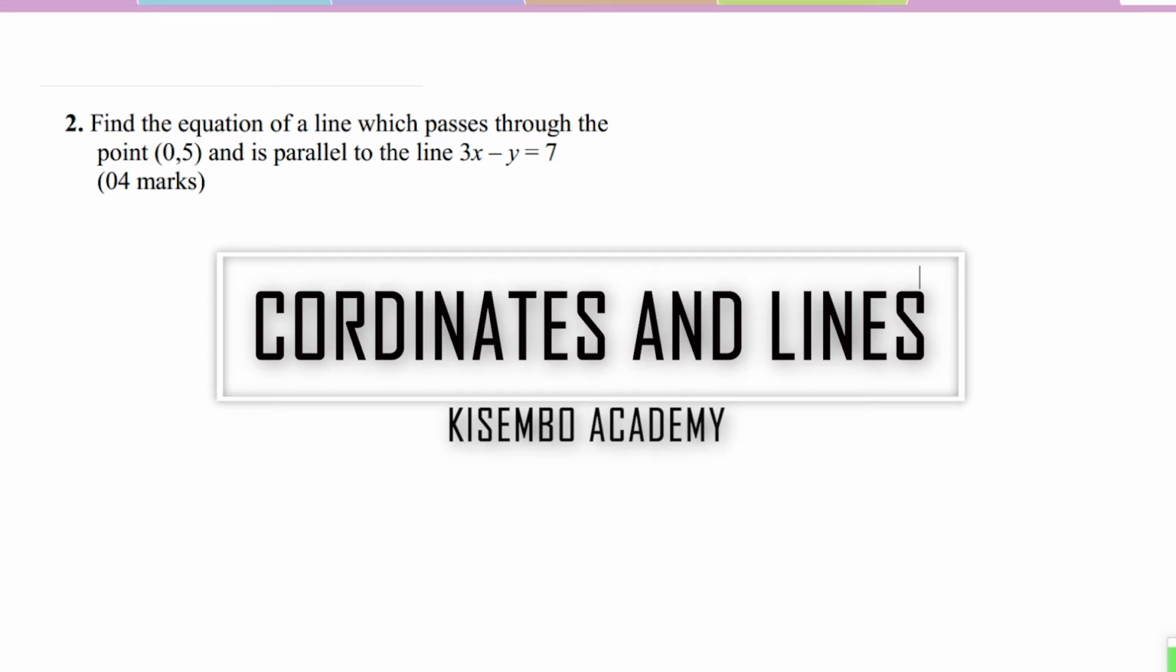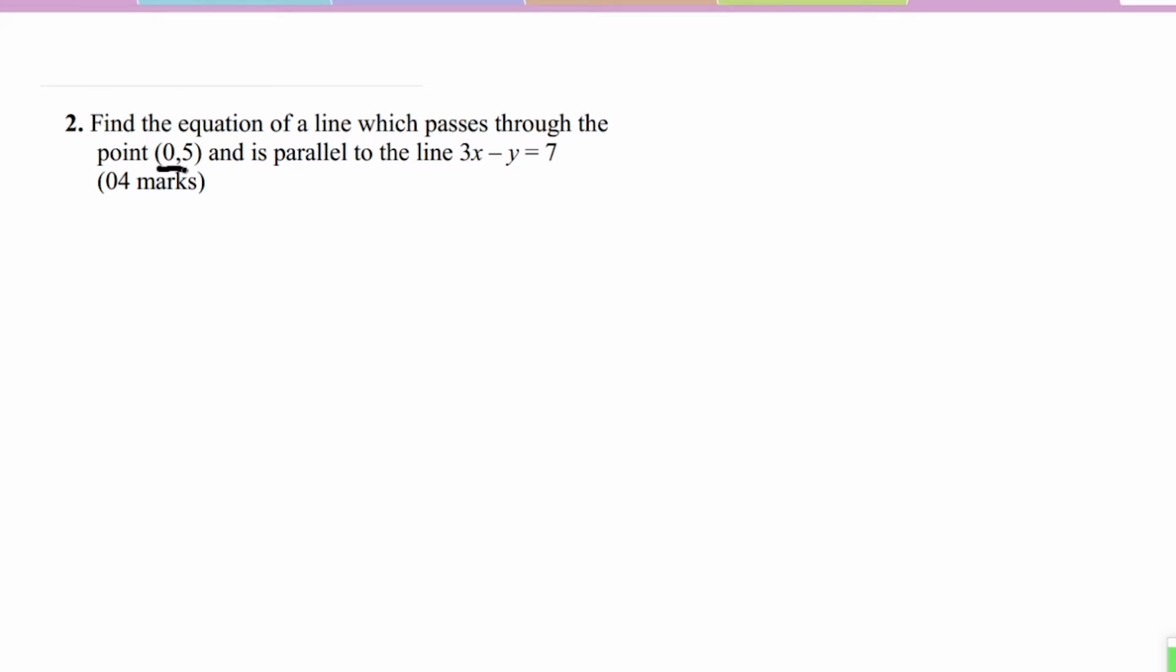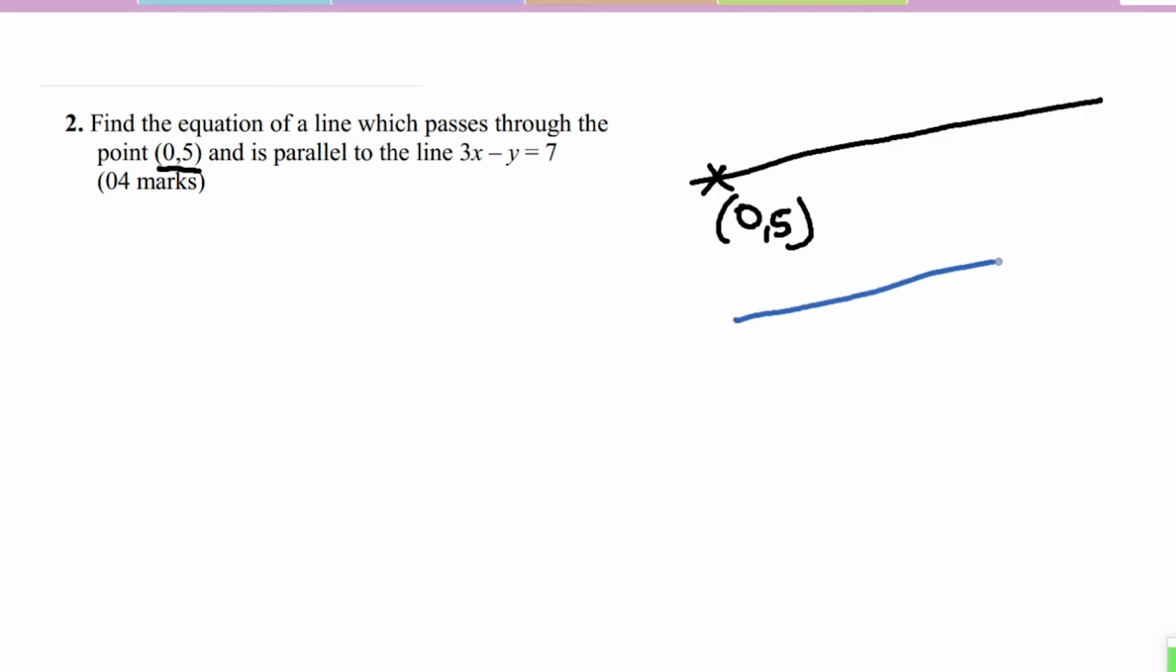So we'll get started with the first number. Find the equation of the line that is passing through the point 0, 5, and is parallel to the line 3x minus y is equal to 7. So this is the line. It's passing through point 0, 5, but this line is parallel to another line here, and this line it's parallel to is 3x minus y is equal to 7.